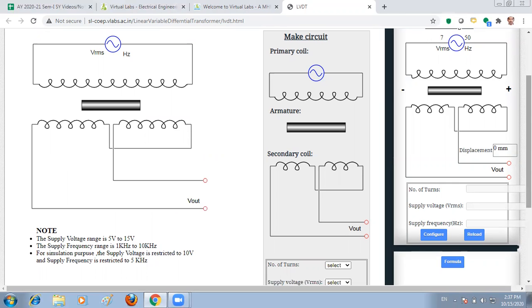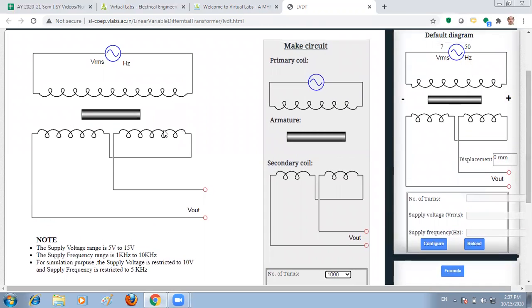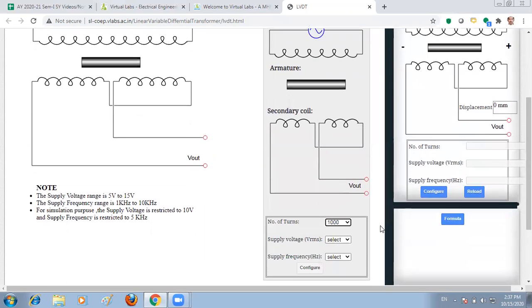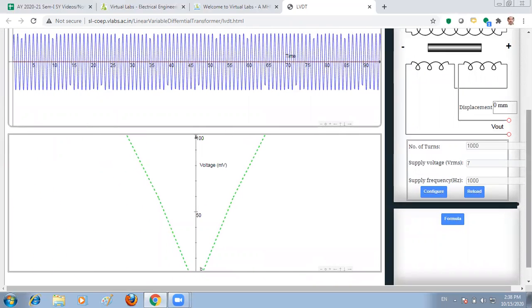Now the next part is we have to configure this circuit. Here three parameters are given, that is number of turns, supply voltage and supply frequency. We have to select these. I am selecting the number of turns as 1000, and you can see it in the diagram. Then I am selecting the supply voltage as 7 volts and the supply frequency as 1000. Here a note is also given. Now I am clicking on this configure button.